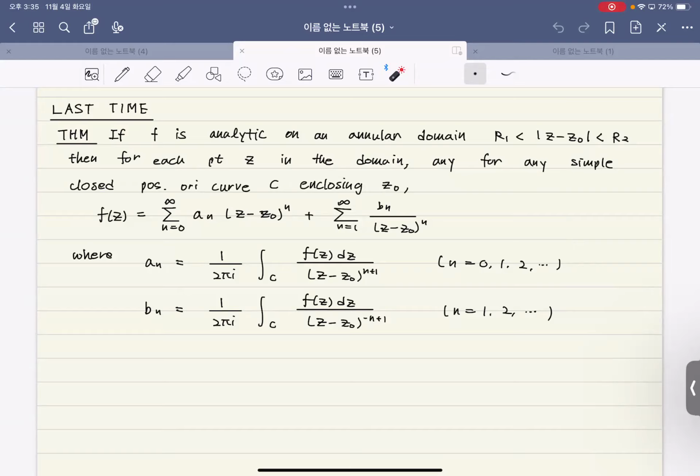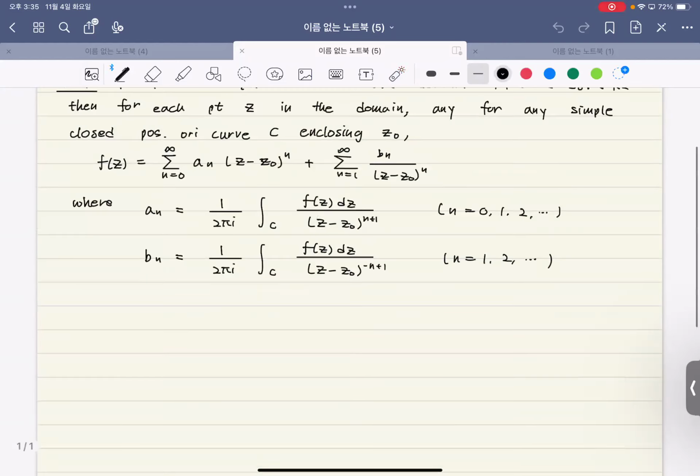So the first goal of today's lecture is to prove the uniqueness. In order to do that, first I will need to talk about the uniform convergence of the Laurent series. So let me get started. Okay, so this is about the uniform convergence.